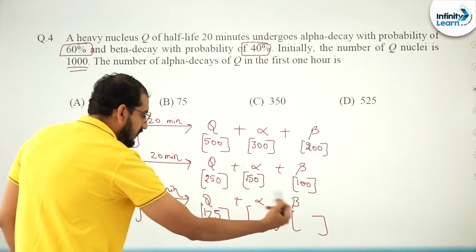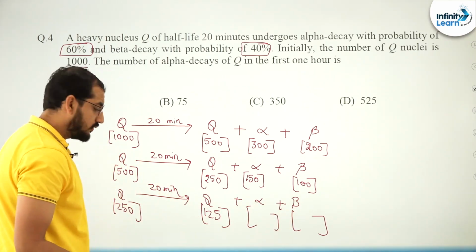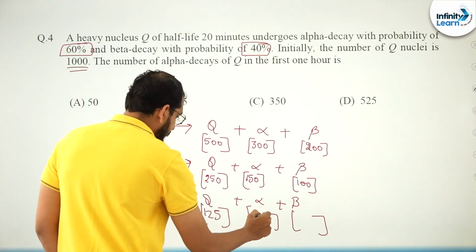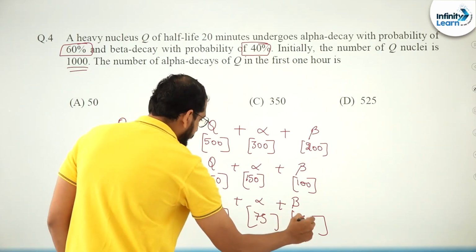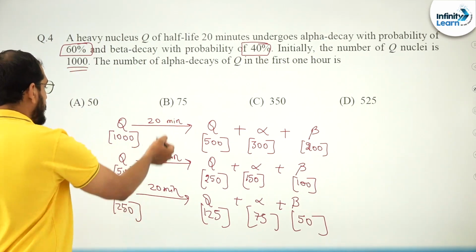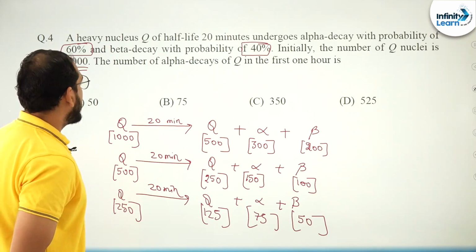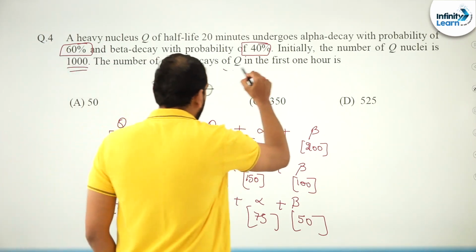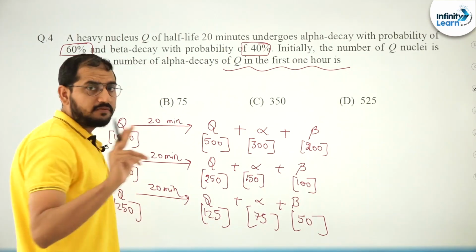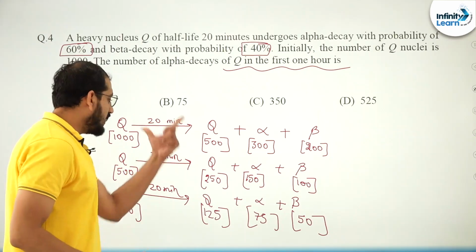The total alpha plus beta combination should have 125 nuclei, so this will come out to be 75 and this will come out to be 50. All right, so 20, 20, 20, that means 60 minutes, 1 hour. The question has already asked us to find the numbers in the first 1 hour. So now 1 hour is completed.